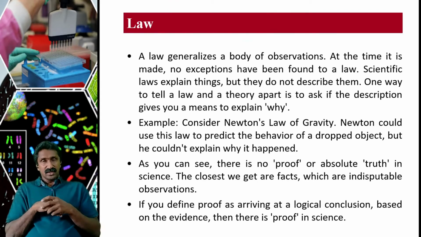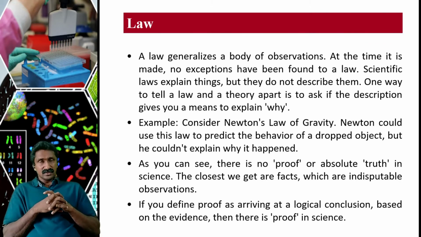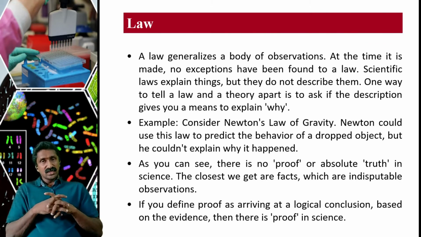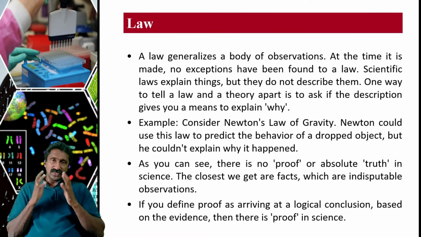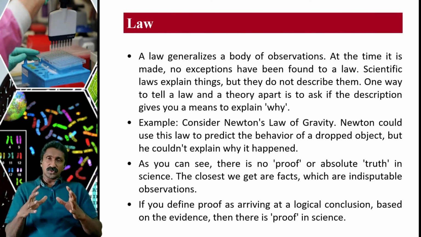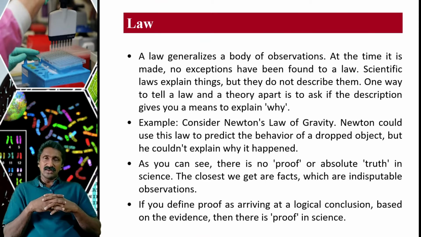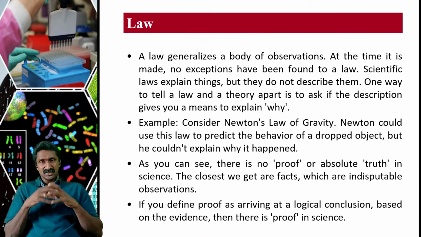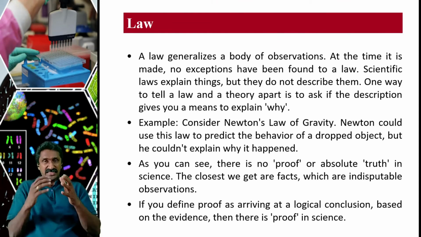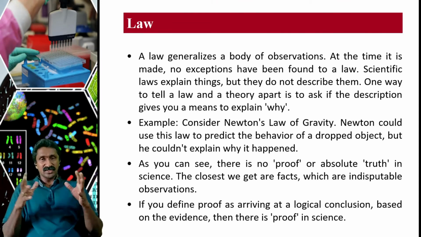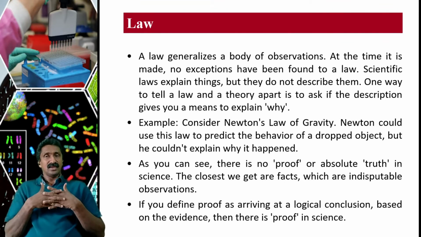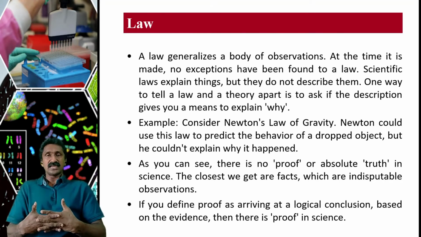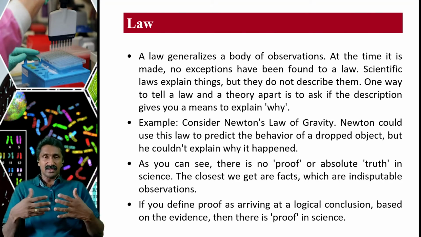Example, okay, I already explained the case of Newton's apple. As you can see, there is no proof or absolute truth in science. The closest we can observe is a fact, which are indisputable observations. So a scientist should not use the term proof, I proved something, or this is the truth. Scientifically, we cannot say that, never. But we can say that these are the facts, these are indisputable observations, and it is supported by evidence. We can say that.